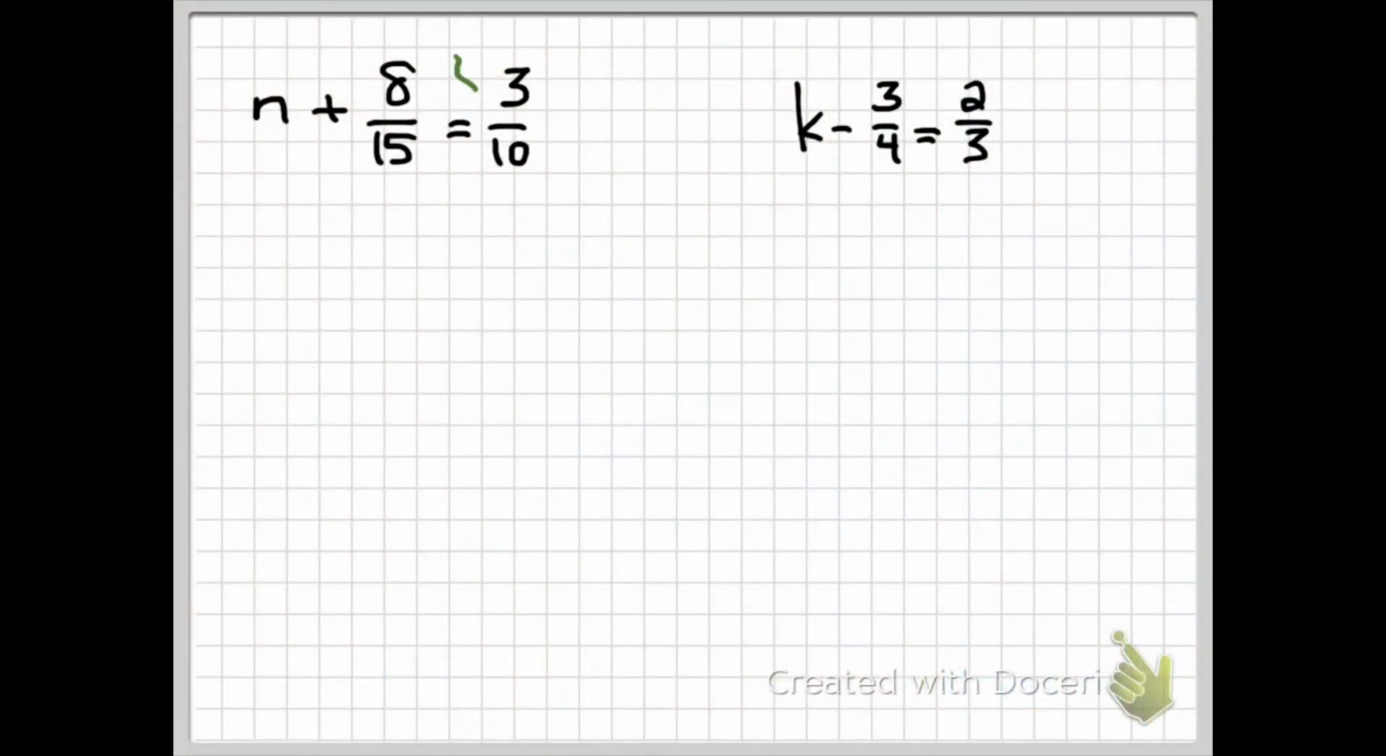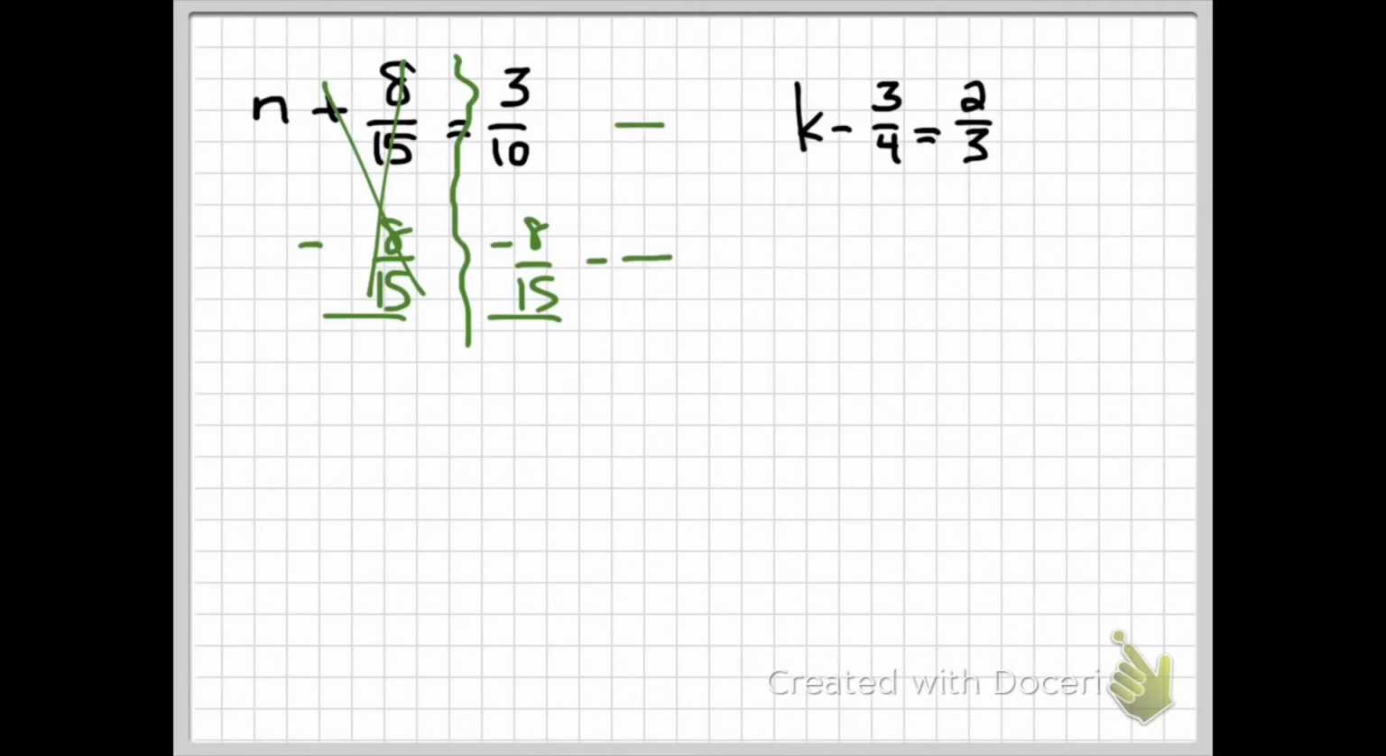All right, let's take a look here. So I want to put my little line to separate. We see this says plus 8/15, so we're going to do the opposite by subtracting 8/15. Cancels out here. We subtract 8/15 here. All right, we have to find a common denominator and take note that the signs are different.